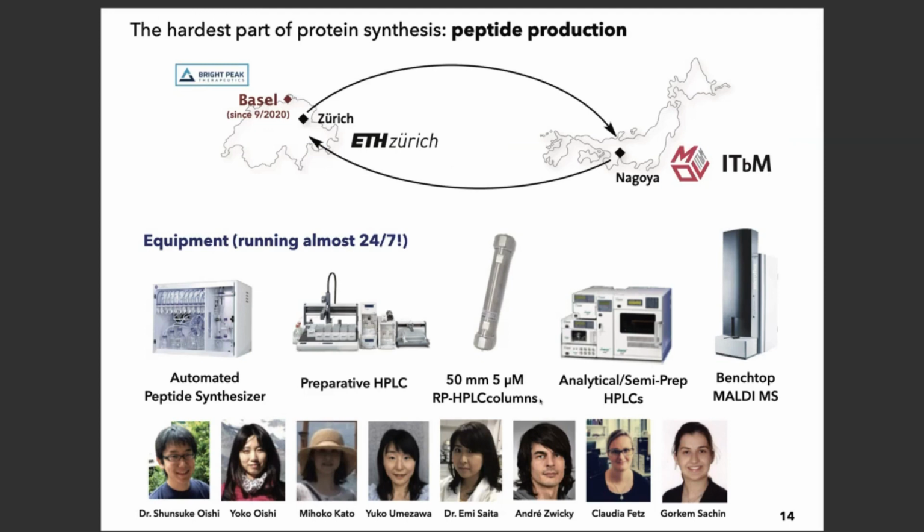And so we have our site in Zurich, and we have a satellite lab in Nagoya, which also focuses on peptide synthesis. And now we have also Bright Peak, which is based in Basel. So having these different aspects of the group or spinouts has allowed us to make a lot of mistakes and learn the hard way how to do peptide synthesis and how many things can go wrong and how to fix them.